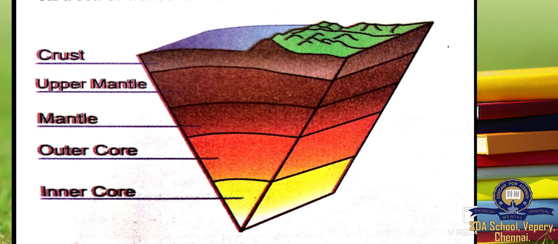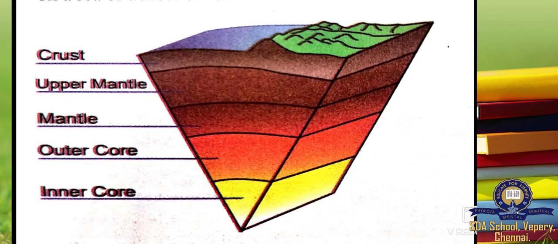The layer beneath the crust is called the mantle. It is separated from the crust by a boundary. The mantle is about 2900 km thick. It is divided into two parts. The first one is the upper mantle and the second one is the lower mantle.